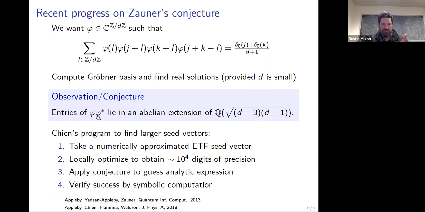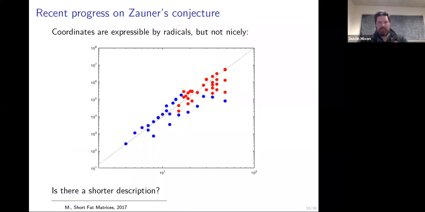The outer product of the seed vector times its conjugate transpose, the entries of that always live in an abelian extension of this real quadratic field. In this particular one, Q adjoin the square root of (d minus 3)(d plus 1). You can use this number-theoretic feature of these seed vectors in order to promote numerical solutions to true solutions. Think of taking a numerical solution, grabbing thousands of digits of precision, and then somehow rounding to the nearest member of this number field. This has considerably extended the range of the solutions that we have available.